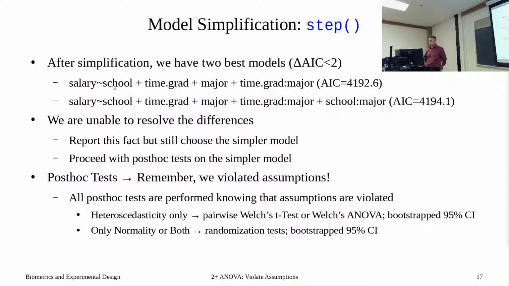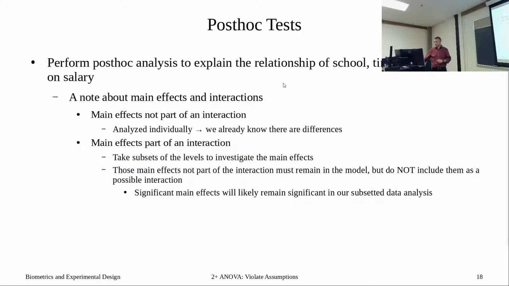So in this, school is not part of our interaction term. So if school is 3 or more levels, we can do pairwise post hoc if all of our assumptions are met, right? On school. So after we account for all the rest, we can look at how does school affect overall salary, because that effect of school is consistent no matter what major we're looking at, time to graduation, and so forth. But if we're interested in time to graduate or major, since those are part of our interactions, then we do our subsets.